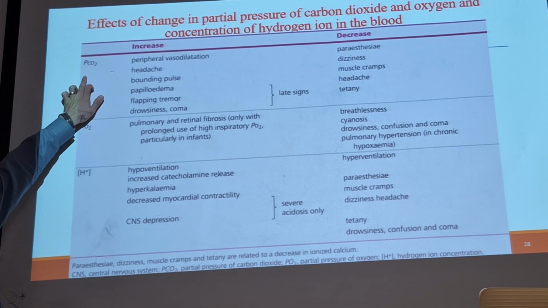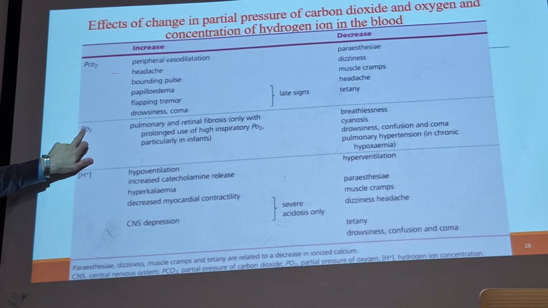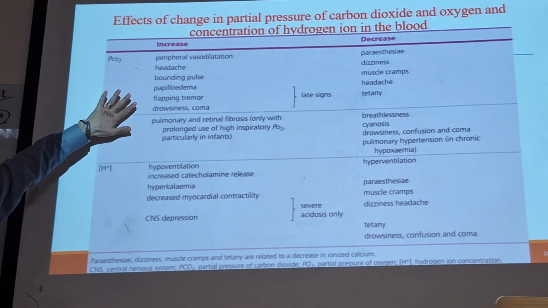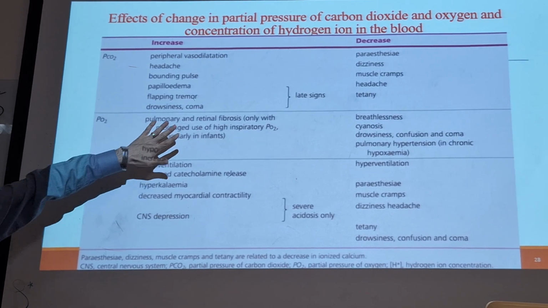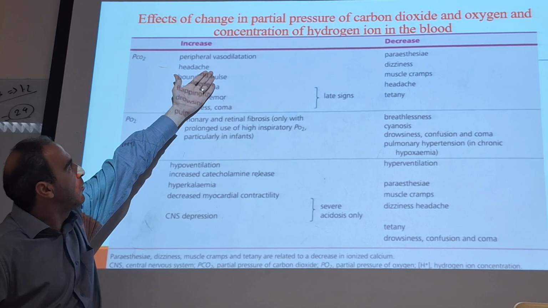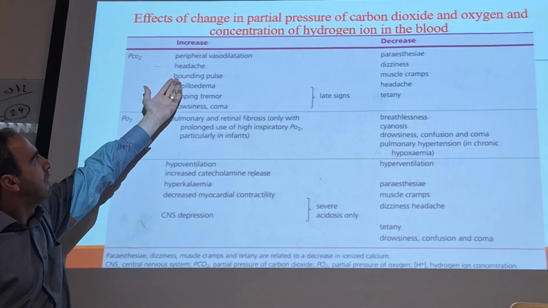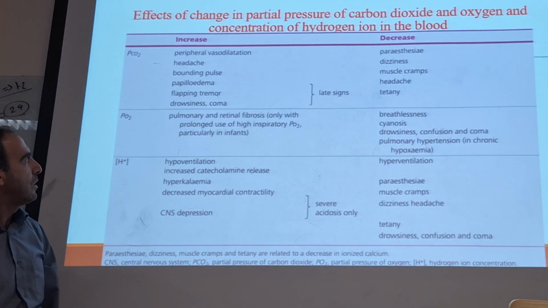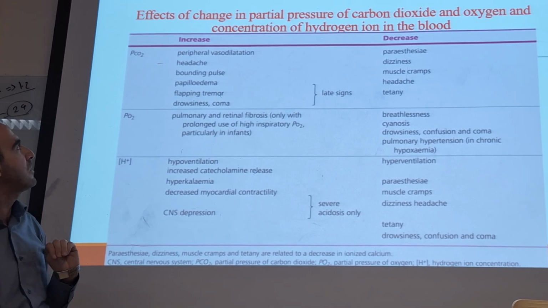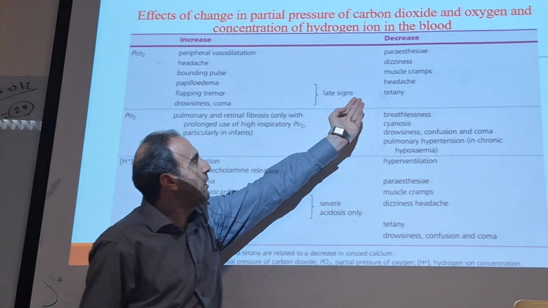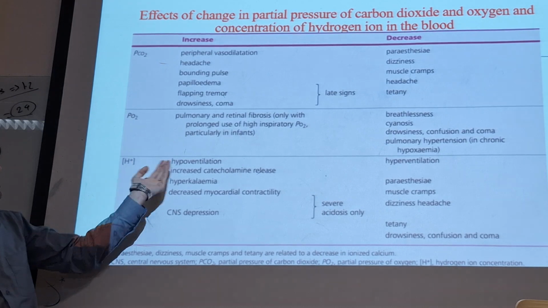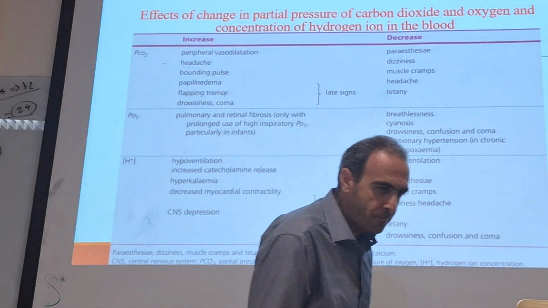So we will measure PO2, PCO2, and H+. And for this reason, they lead to the increase or decrease. For example, PCO2 is increased in peripheral vasodilation, headache, coma, and drowsiness, and decreased in tetany, headache, muscle cramp, and dizziness. Related to H+ it is also similar.